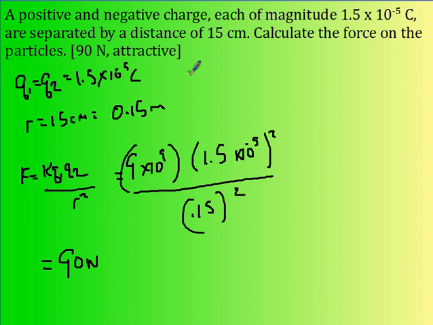Now, is it attractive or repulsive? Well, let's see. One's positive and one's negative. Because opposites attract, it has to be attractive. Had they both been positive or both been negative, it would have been a repulsive force.